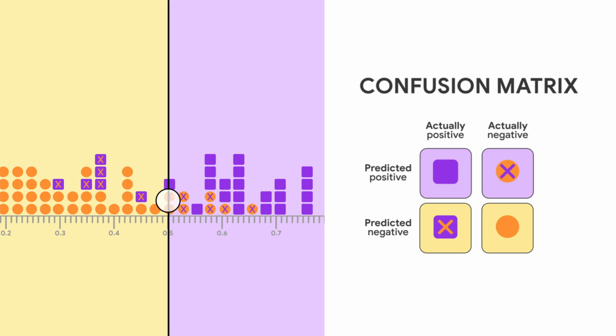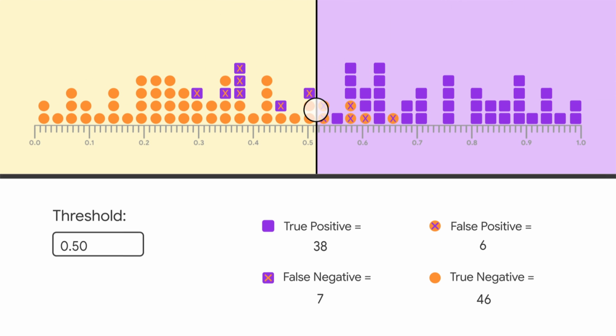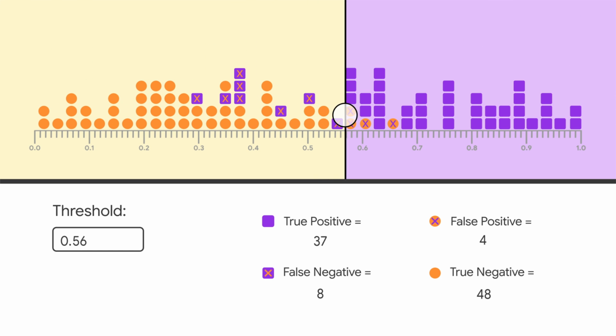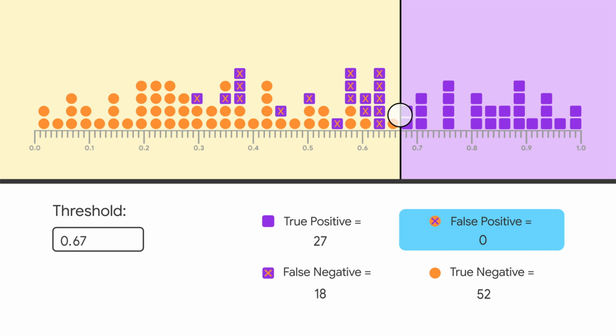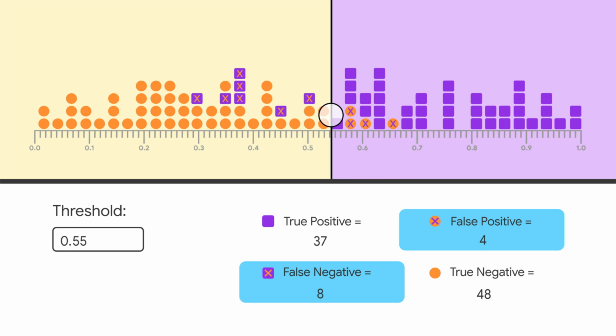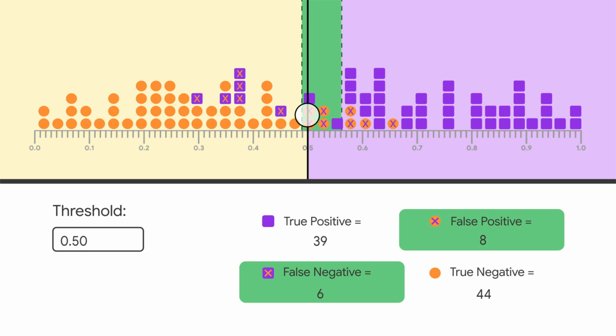The threshold chosen should be set based on the business purpose of the model because some mistakes are more costly than others. As we increase the threshold, notice that false positives, or yellow examples wrongly classified as purple, drop to zero. If false positives are much more costly or risky than false negatives, it makes sense to minimize them. Choosing 0.67 might be a good threshold in that case. If the mistakes are roughly equal in cost, a threshold between 0.49 and 0.56 might be a better choice.